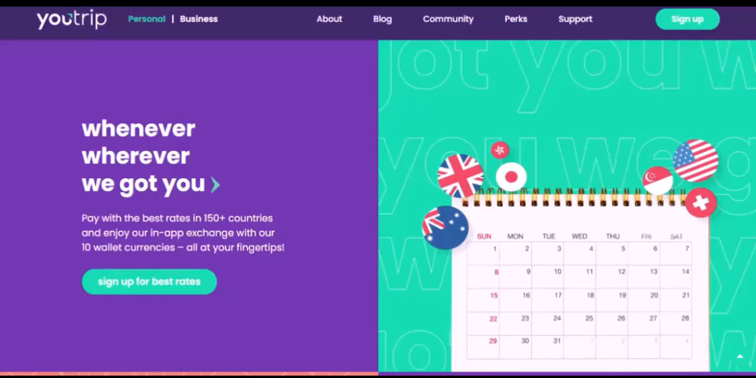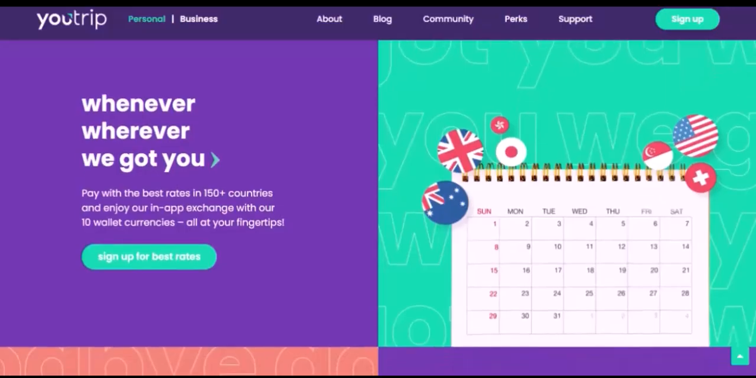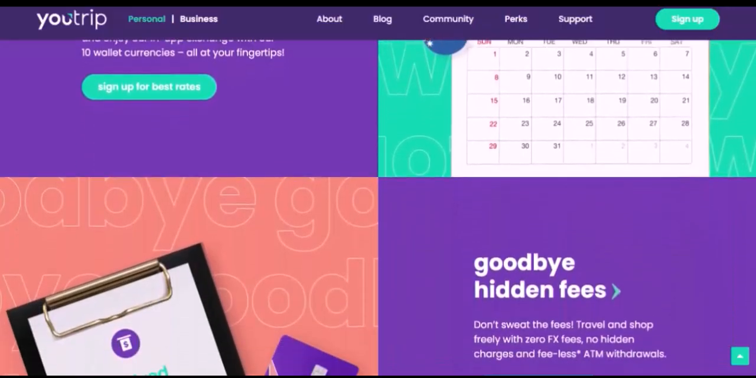Moving on to daily and annual spending limits. YouTrip has a daily spending limit for ATM withdrawals. This limit is designed to protect you from unauthorized access and large, unexpected withdrawals. The exact amount can vary, so again, it's best to check your app for the most up-to-date information.